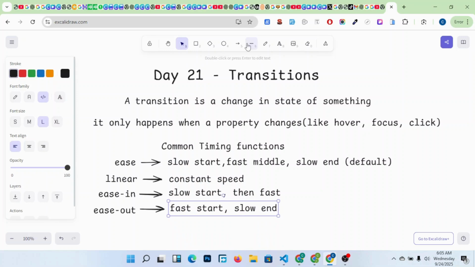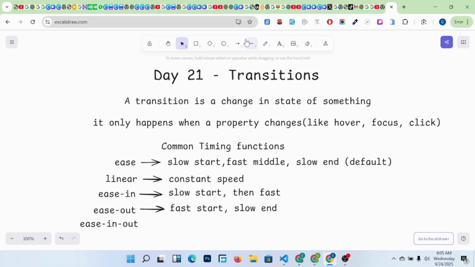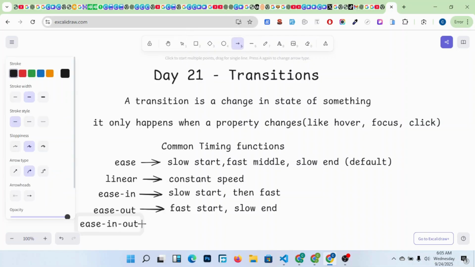Then we have another one called ease-in-out. Okay. Remember, as you note this down, you're going to use them a lot. Ease-in-out has a slow start and a slow end.